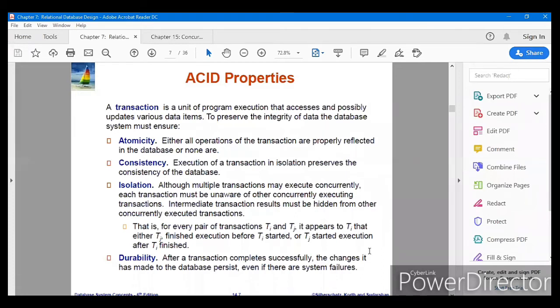Isolation: although multiple transactions may execute concurrently, each transaction must be unaware of the other concurrently executing transactions. That means priority should be given to write that data and finish it, and then other transactions should start. So that item should get locked, and that is called isolation. Durability: multiple copies should be kept in case of database failures or system failures. Still the data should persist. That's why, to increase durability, multiple copies should be maintained.